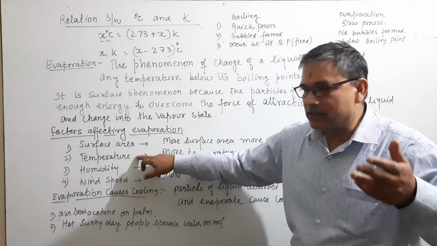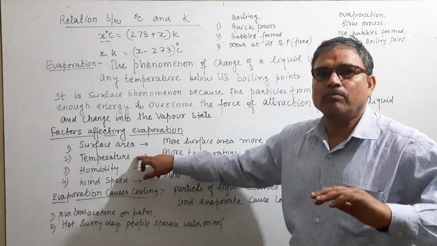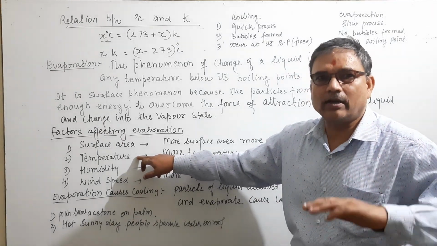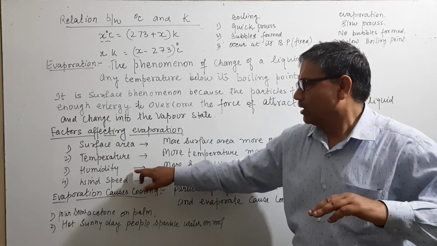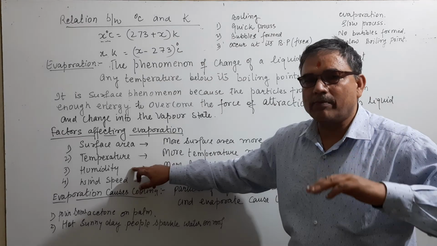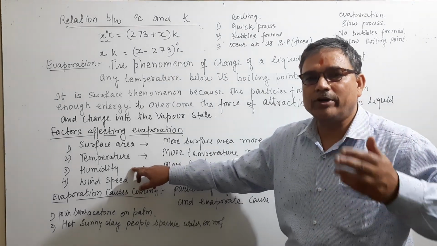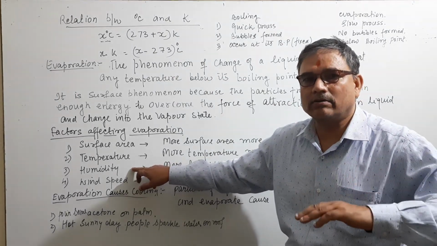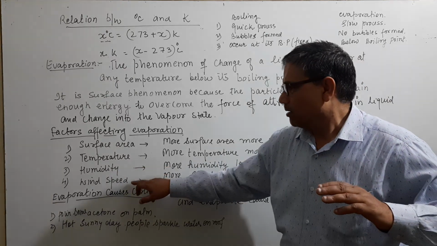Rate of evaporation is directly proportional to the temperature. More temperature, more evaporation. Less temperature, less evaporation. Rate of evaporation is inversely proportional to the humidity. More humidity, less evaporation. Less humidity, more evaporation.